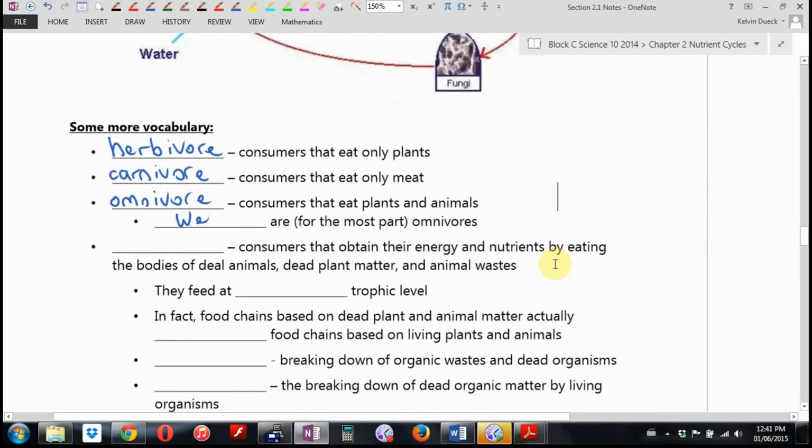Another new word. This one, there's a candy available if anybody can tell me. And it is a vor, so herbivore, carnivore, omnivore. What do we call the consumers that obtain their energy and nutrients by eating the bodies of dead animals, dead plant matter, and animal wastes like manure? Scavengers. Nope. That's not the fancy science term. It's a something vor. What? Oh, you're very close.